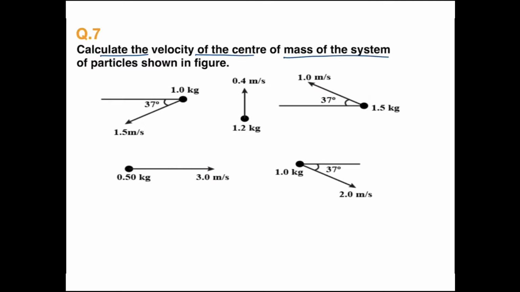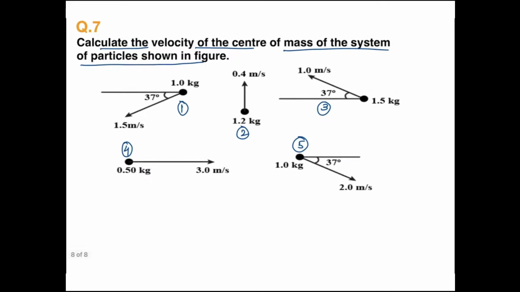So in this question we are given: calculate the velocity of the center of mass of the system of particles as shown in the figure. So here we will number the particles as 1, 2, 3, 4 and 5.